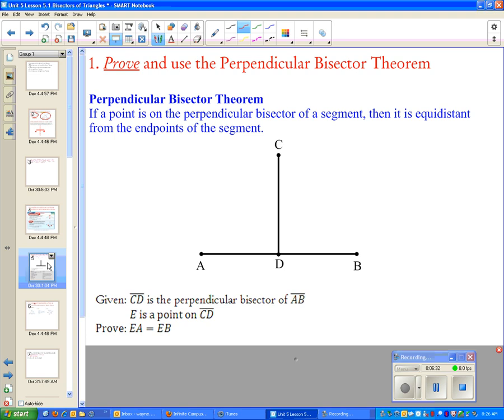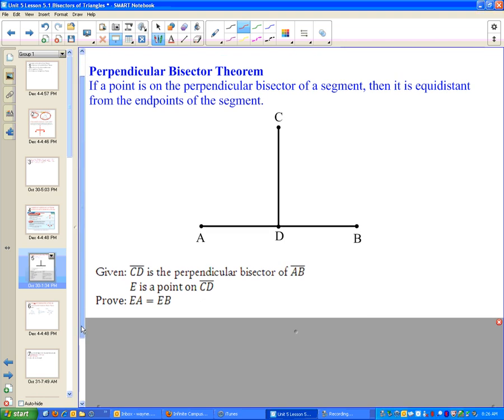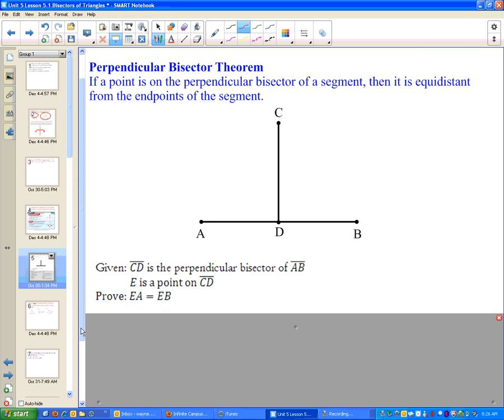So, the perpendicular bisector theorem says, if a point is on the perpendicular bisector of a segment, then it is equidistant from the endpoints of the segment. All right, so, that being the theorem, I drew a figure. I drew segment AB, and then I drew the perpendicular bisector of segment AB, and I called it CD. And then what I want to prove is that any point that's on segment CD is equidistant from A and B.